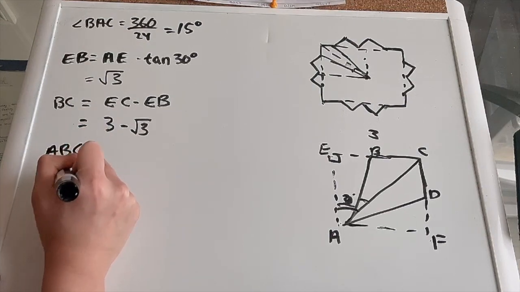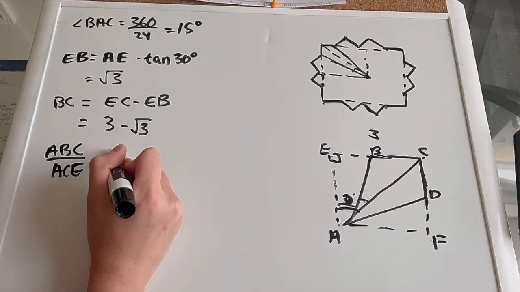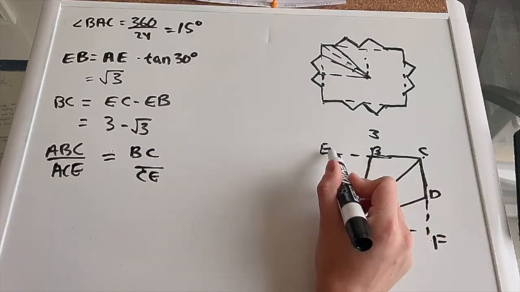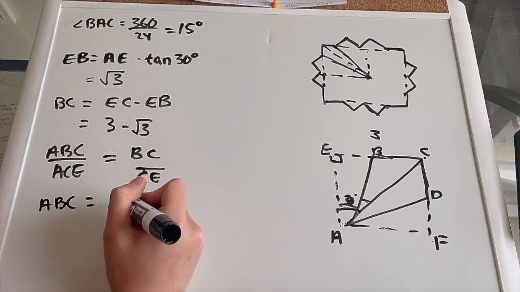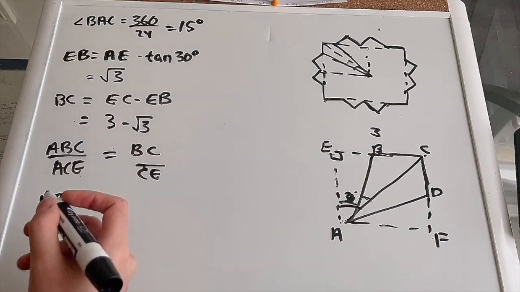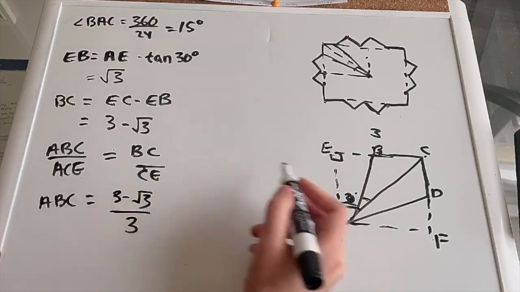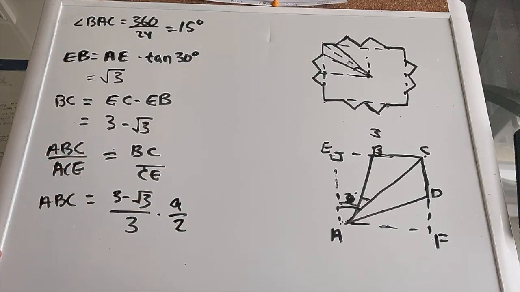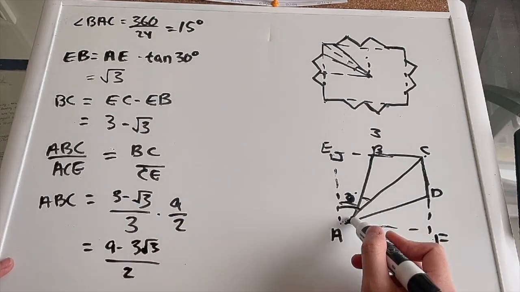ABC over ACE, these two triangles, since the triangle ABC over ACE is equal to the ratio of BC and CE, since these are the side lengths, then we get ABC is equal to BC over CE times the area of ACE. So then looking at ABC, this would equal 3 minus the square root of 3 over 3, because CE is equal to 3, times 9 over 2, which is the area of ACE. So when we simplify, we get, now this is the area of triangle ABC.